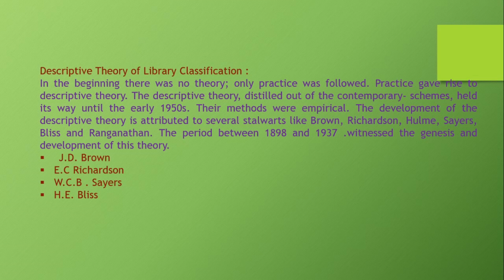In 1910, he published his book Classification, Theoretical and Practical. It was the first textbook on classification, which later influenced W.C.B. Sayers. W.C.B. Sayers, William Charles Barwick Sayers, an English librarian and teacher of S.R. Ranganathan, made a remarkable contribution to the development of the theory of classification.